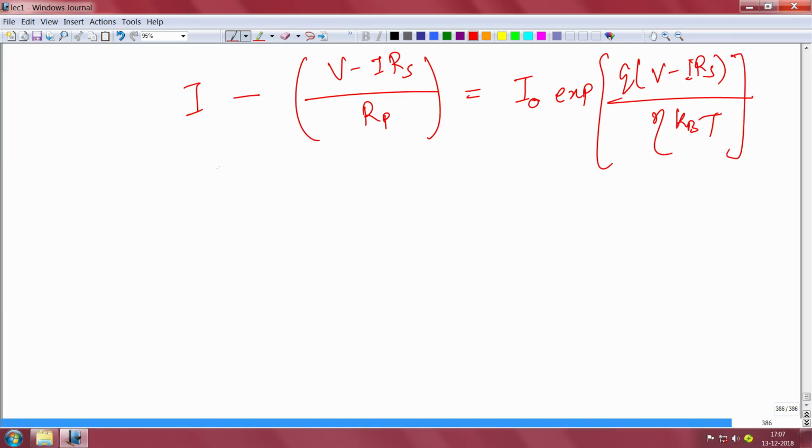This gives you the modified diode equation in the presence of series and shunt resistances, because Rs and Rp are there. And you can find out the series and shunt resistances Rs and Rp from this equation by doing some fitting and taking derivatives and other things. We will not go into that right now, as those are part of the advanced syllabus.